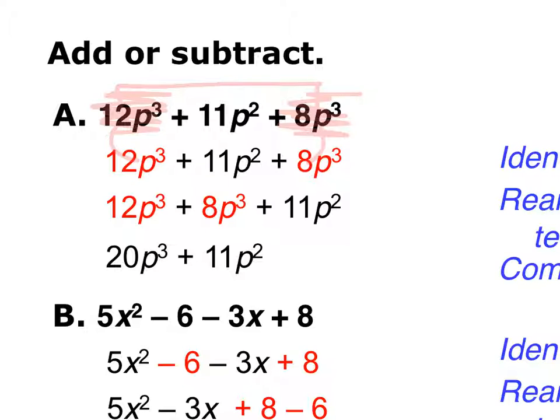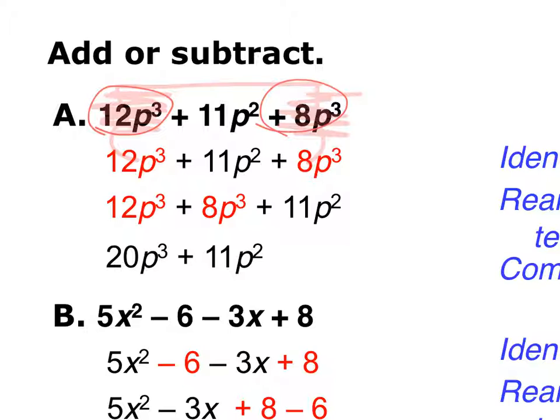Now, when we're simplifying polynomials like this, or adding and subtracting, we're not using inverse operations. All we're using is the sign that's directly in front of the number. So in this case, this was an addition sign. So I'm adding 12 plus 8, and I get 20. I'm not adding exponents here. The variable will stay exactly the same way that it is. We're just combining the coefficients.